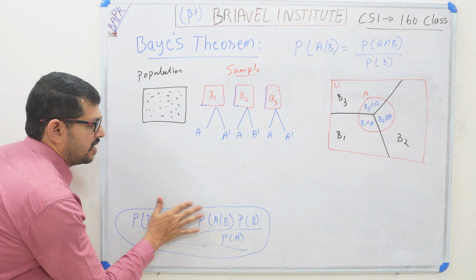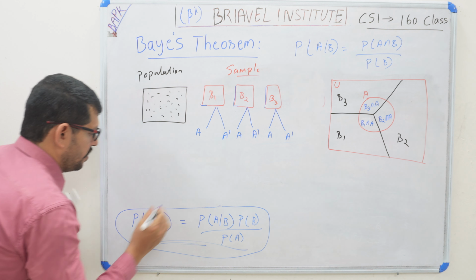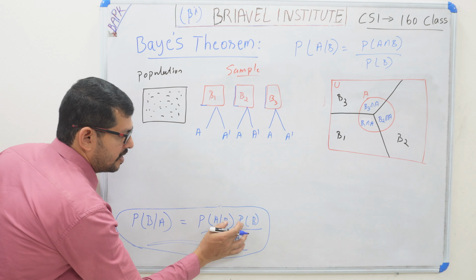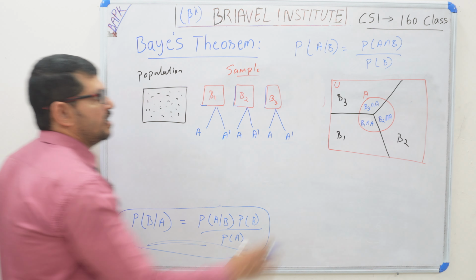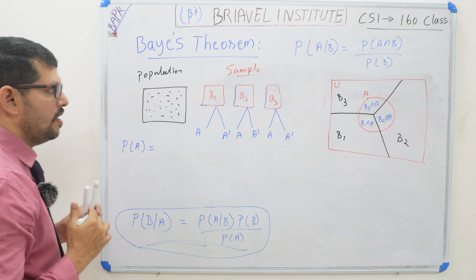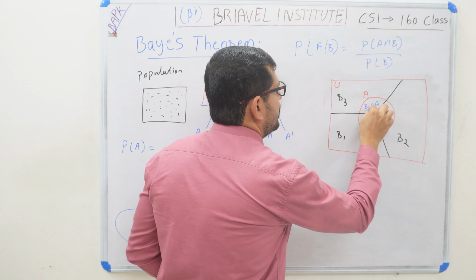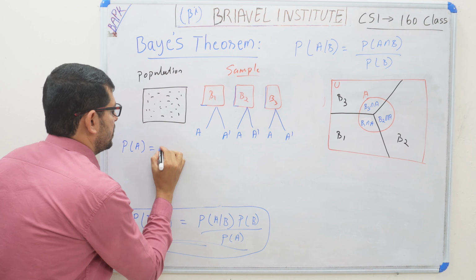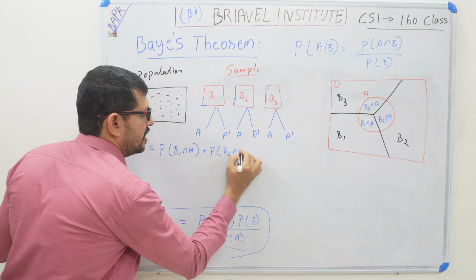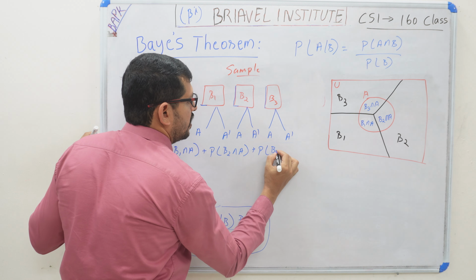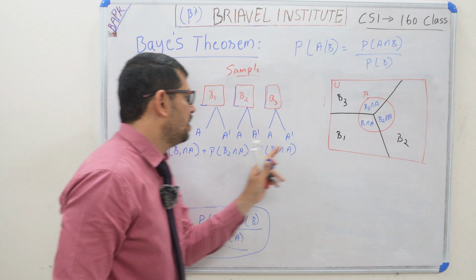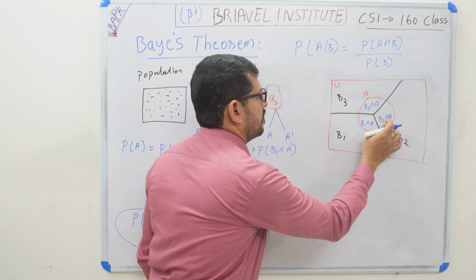So how to write this formula for the Bayes theorem? The Bayes theorem formula is: probability of B given A is equal to the probability of A given B, times probability of B, divided by probability of A. So what is the chance of probability of A? You see, probability of A, here it is B3 intersection A. So what are the chances? Here is the probability of B1 intersection A plus probability of B2 intersection A plus probability of B3 intersection A. So these are all the probabilities for happening in the A. These are the 3 probabilities. Here plus, here plus, here plus.